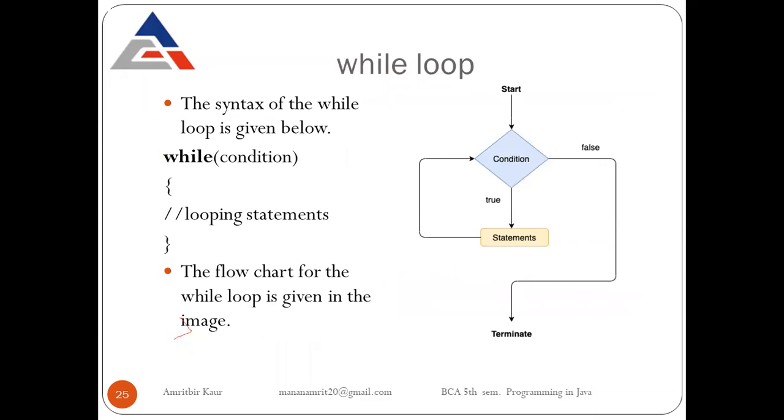So firstly, the syntax of the while loop. Firstly we write the keyword while and then we write our condition, then the body of the looping statement will start. So the flow chart: firstly it starts and checks the condition. If the condition is false, it will transfer control outside the body of the loop.